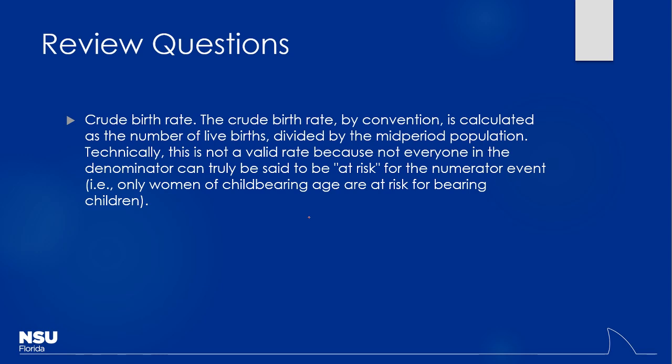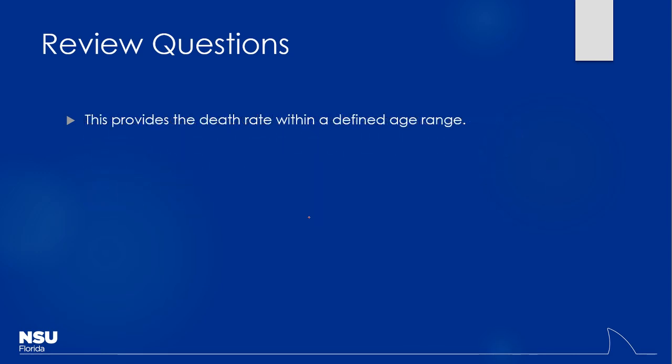Who knows? Versus if you're looking at neonatal mortality rates, that may be giving you better ideas in terms of maternal care. What was she doing during the pregnancy? How healthy was that baby when it was first born? So again, different rates can tell you different things depending on how you're slicing it up. But overall, they tell us about the health of the general population, and are useful for looking at different countries and comparing them together. Okay. This provides the death rate within a defined age range.